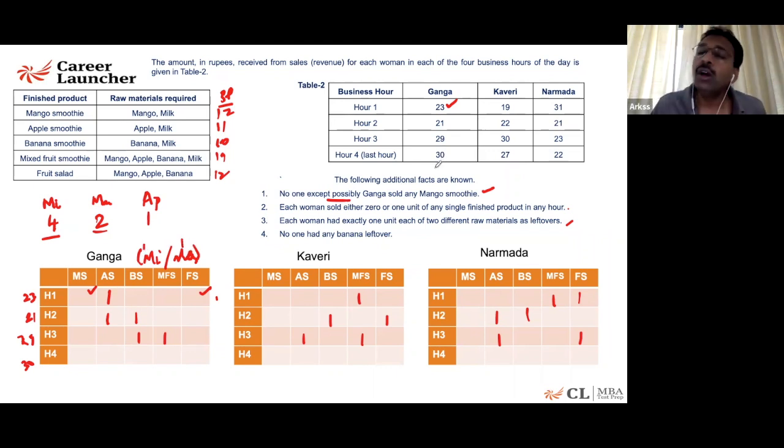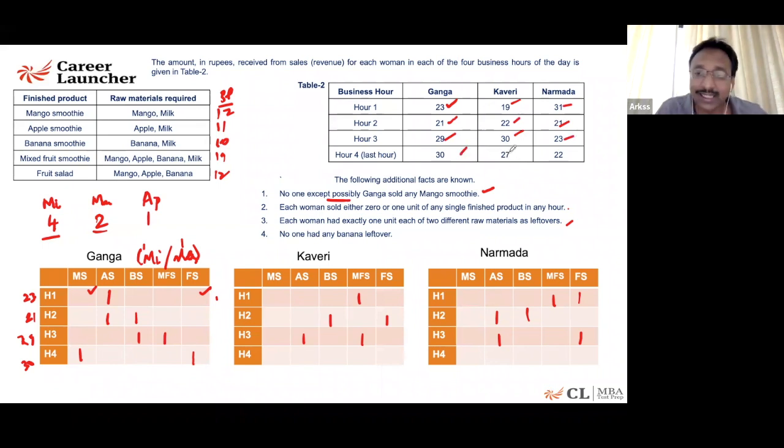30 minus 6 is 24. 24 has to be 1 mango smoothie and 1 fruit salad for sure. For sure. Right? Here we do not know whether it's mango smoothie or fruit salad, but here definitely it has to be these two. So this is also done. So I have done all these things. This is also done.